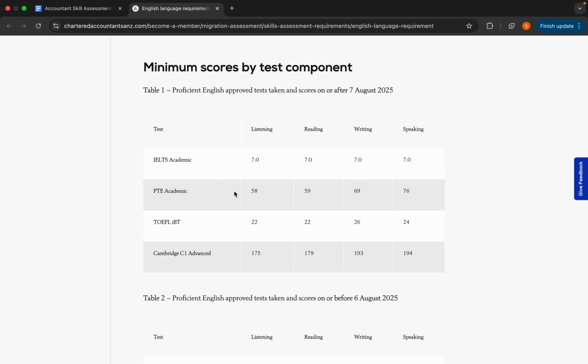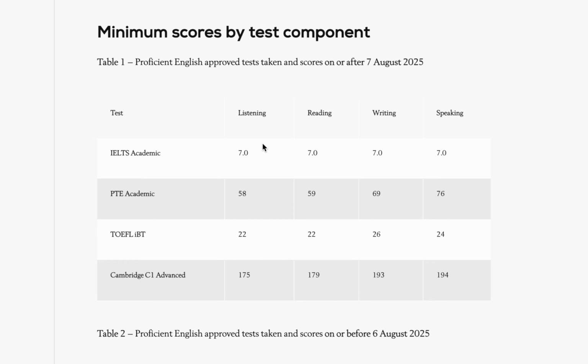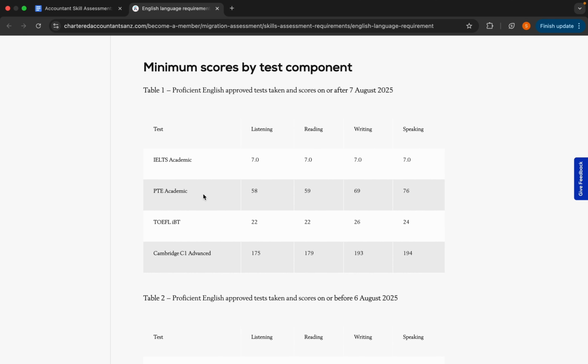So for the IELTS English test after 7 August 2025, you need 7 each on IELTS. PTE Academic: 58 in listening, 59 in reading, 69 in writing and 76 in speaking. If you are doing TOEFL, then these are the scores. If you are doing Cambridge, then you need these scores. Okay, this is the first requirement you must meet.